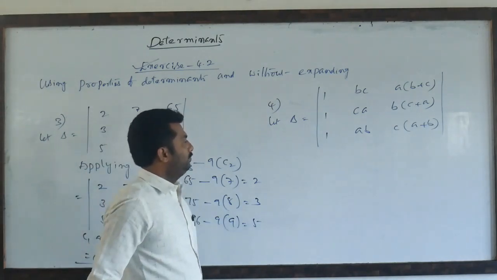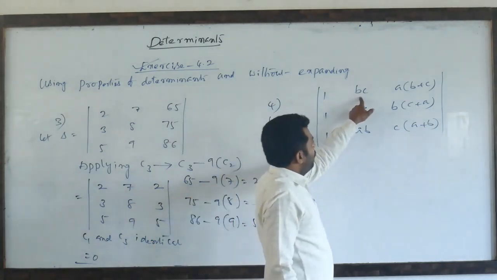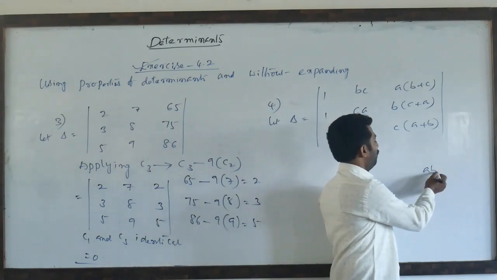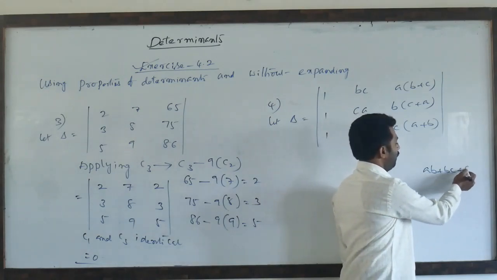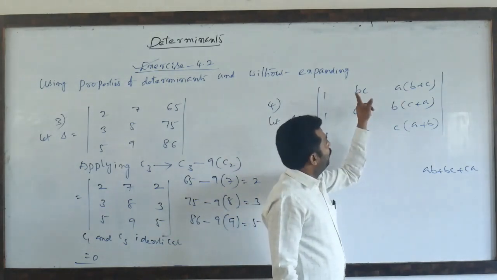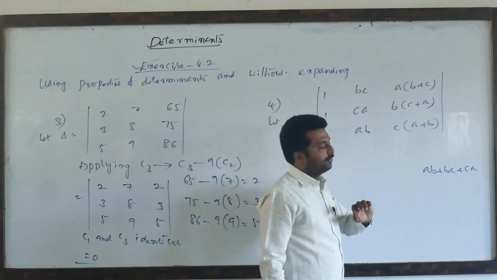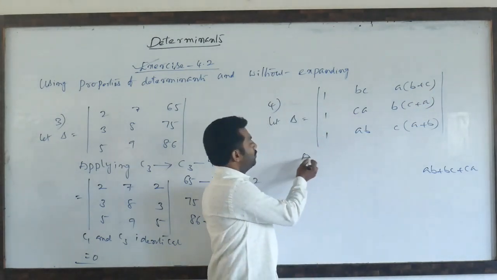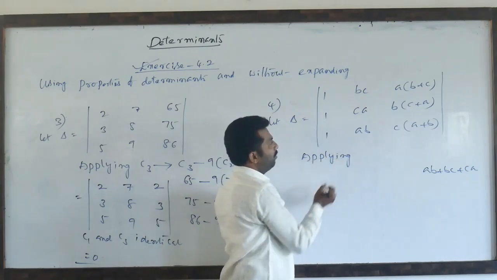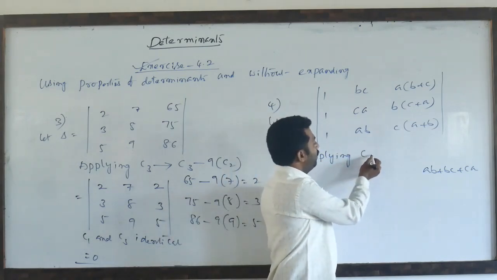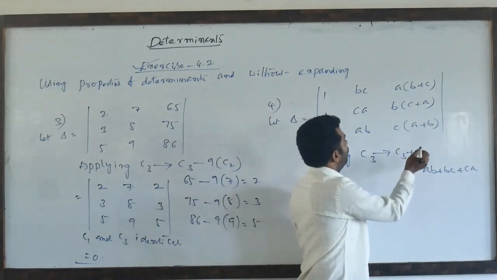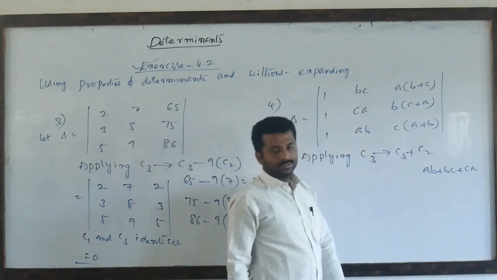Very clear. This is BC, AB, AC. AB, BC, CA. Now you observe, we are applying this property. What is that property? C3 changes to C3 plus corresponding C2 elements.